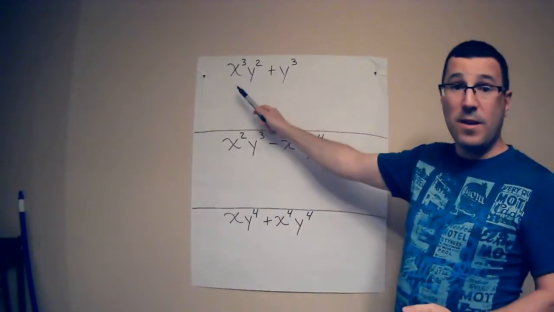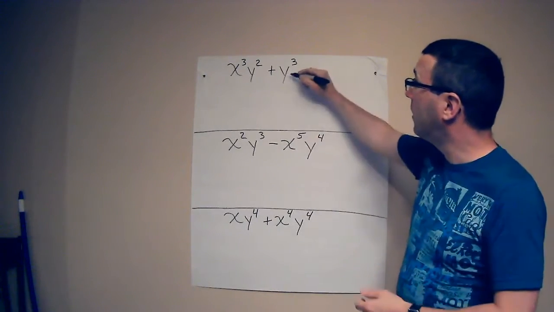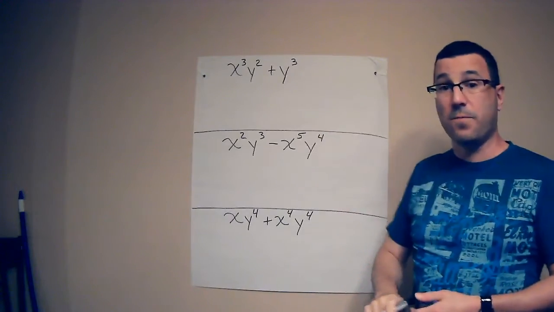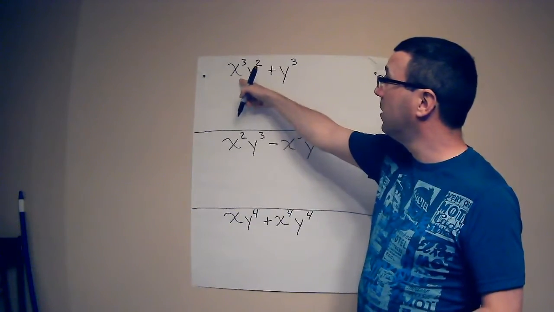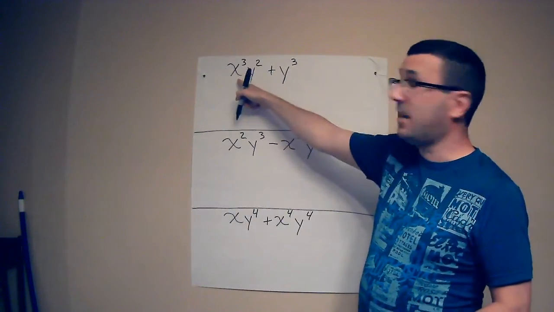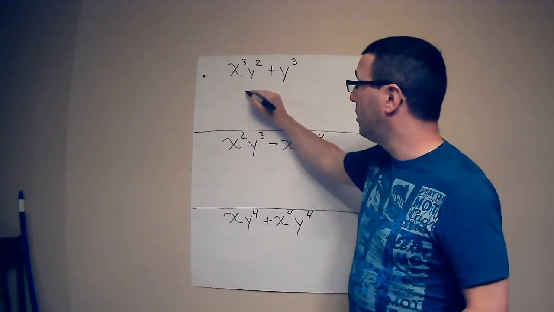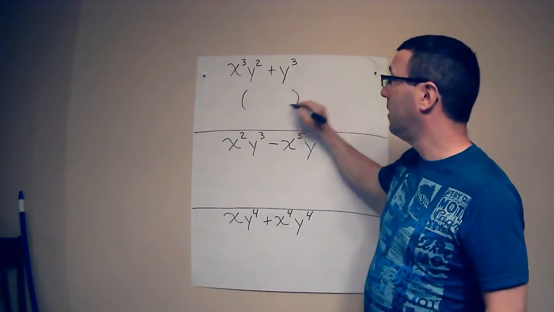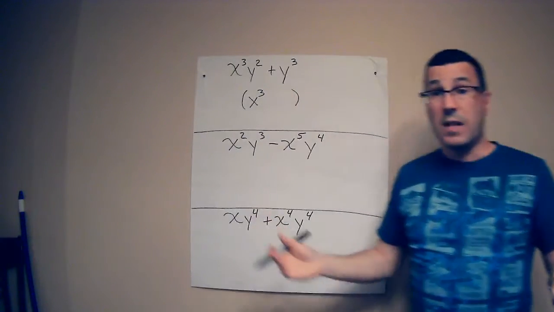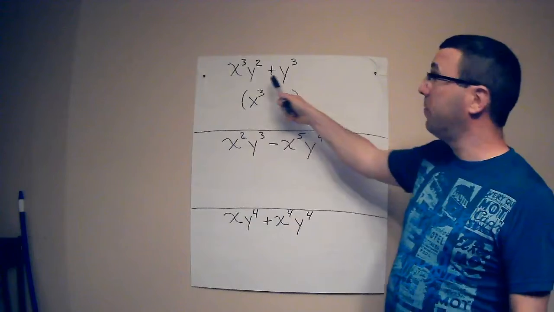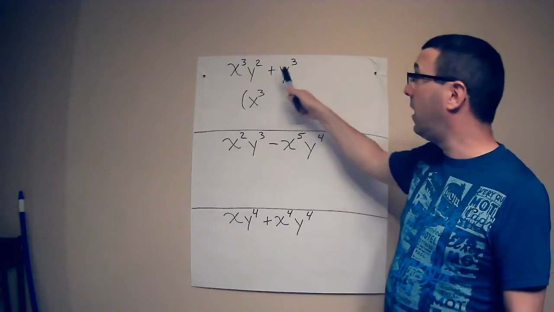So the first one we have here, x to the third y squared plus, this is y to the third. So I'm going to say, okay, well, let me look. First thing I'm looking at is the x. And I look, see, are there any other x's here? No, they're not. So I'm going to set up a parentheses. And the first thing I'm going to do is I'm going to put in my x to the third, since that's my only x term. Next, I'm going to look at the y's. I see that I have 2 y's. I have y to the second, I have y to the third.